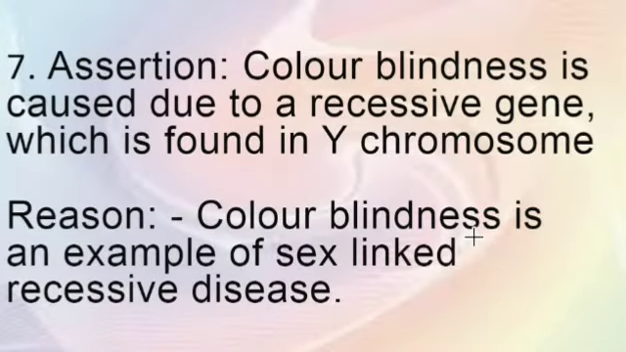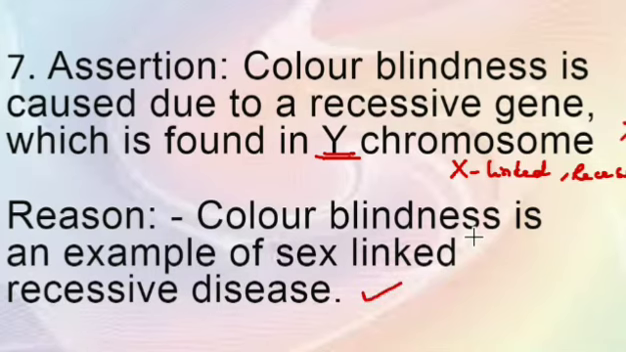Color blindness is caused due to a recessive gene which is found on the Y chromosome. Actually, color blindness is a recessive disorder, but the defective gene is located on the X chromosome. It is an X-linked recessive disorder, just like hemophilia. So here the assertion is wrong. Color blindness is an example of a sex-linked recessive disease. Correct. So the assertion is false, but the reason is true. Option D.